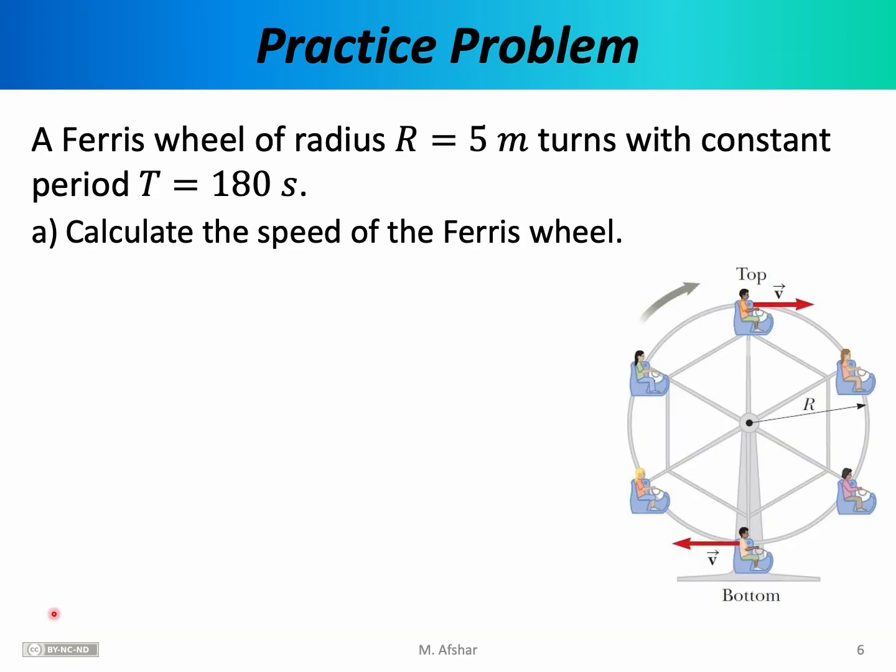Let's do another practice problem involving forces and circular motion. A Ferris wheel of radius 5 meters turns with a constant period of 180 seconds. Calculate the speed of the Ferris wheel.